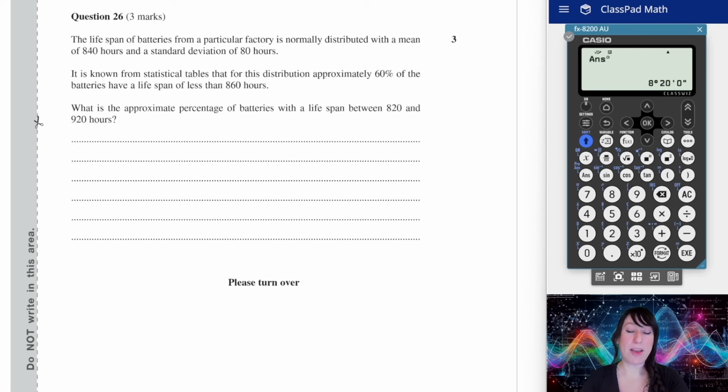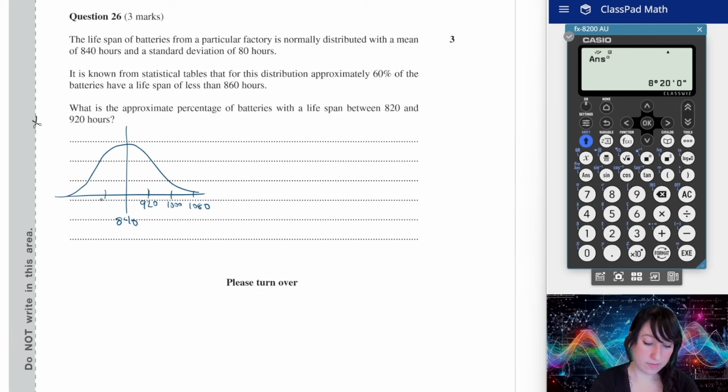So it can be helpful to draw up a normal distribution. Our mean is 840. The standard deviation is 80. So we can add and subtract lots of 80 to fill in the standard z-scores. Now the question says that from statistical tables we know 60% of batteries have a lifespan of less than 860. So if I put that on here, 860 will be around here. And we know that this down here is 60%. Now the question is asking us for the percentage between 820 and 920.